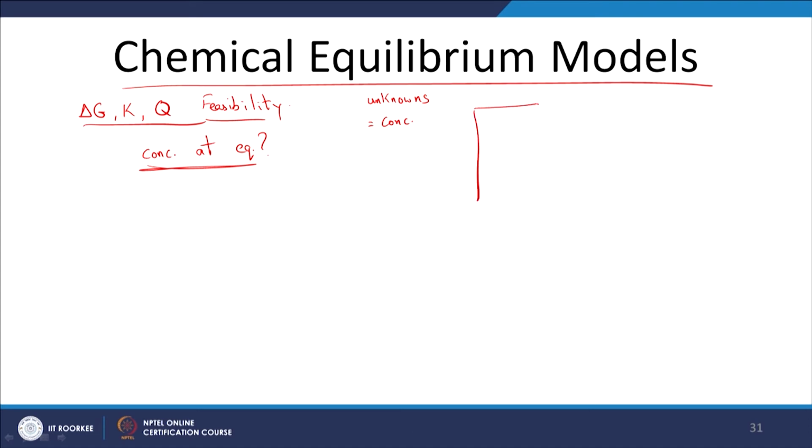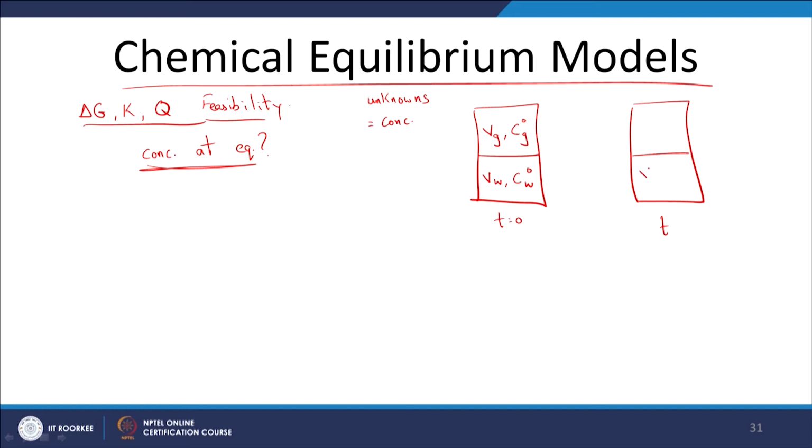So, take a few moments to work this out. Let us say initially I have a particular volume of water and a concentration of a particular compound in water initially, and then it is exposed to a volume of gas and a concentration of the particular compound in the gas initially. This is at time equal to 0, and after time t I want to be able to calculate what my concentrations are at equilibrium.